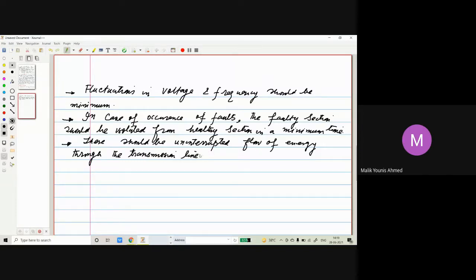So there should be no interruption. If there is an interruption, we need to clear the fault and we need to restore the supply within a minimum time. So that is the requirement.